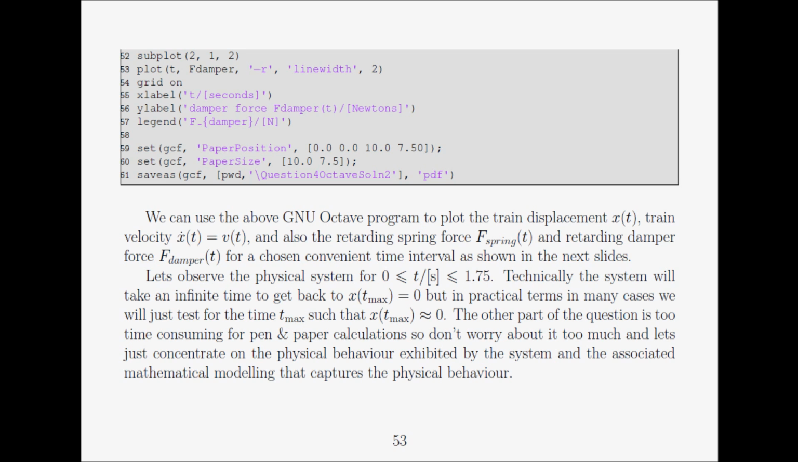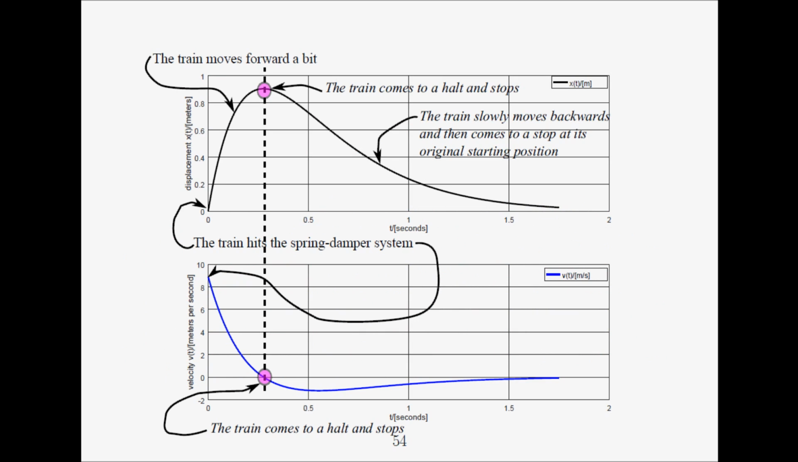Initially at time t equal to 0, this is where the train hits the damping system. The train then physically moves forward a certain distance, so as time goes on it goes physically forward. It reaches a maximum displacement. So the train starts, it physically goes to the right hand side a certain distance. The spring is pushing back, the damper is pushing back.